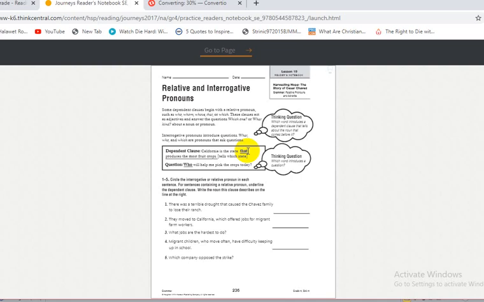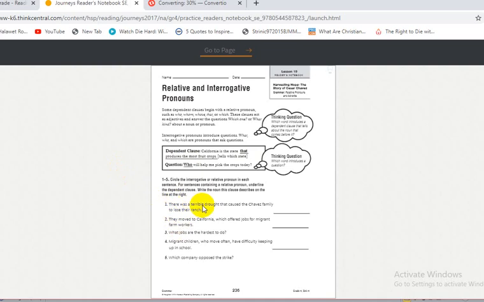Let's see. In a question, who will help me pick the crops today? Here, who is an interrogative pronoun. It asks a question. So here, who will introduce or ask a question. So here it says circle the interrogative or relative pronoun in each sentence. For sentences containing a relative pronoun, underline the dependent clause. Write the noun this clause describes on the line at the right. Let's do it together orally.